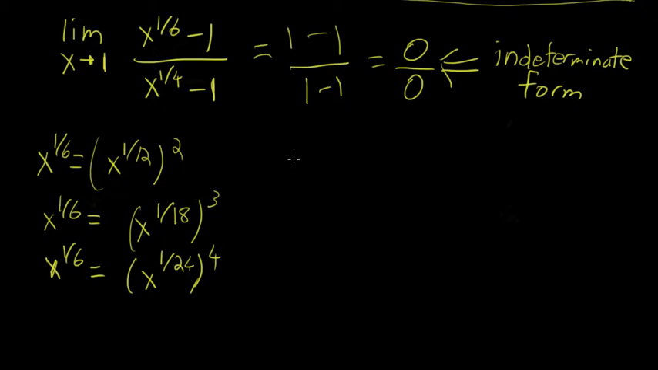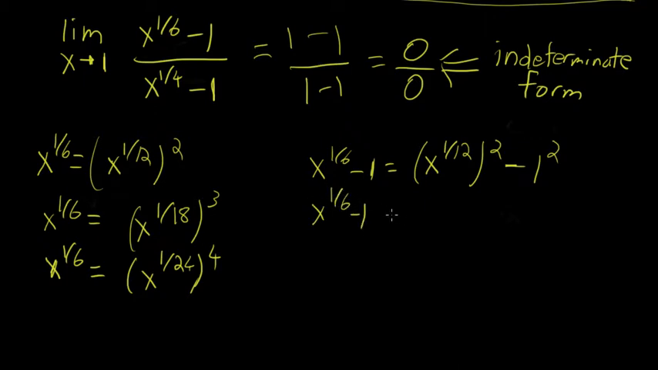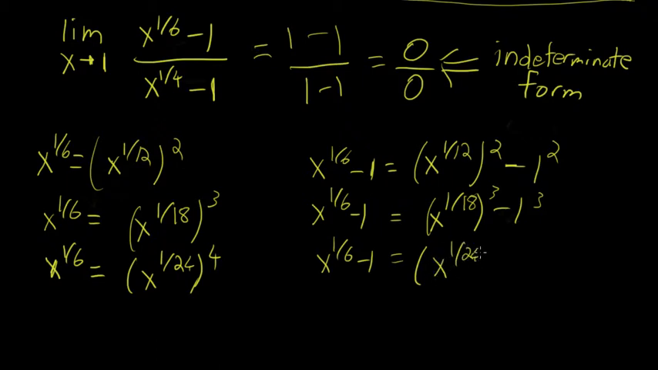So this numerator here, if we just look at it alone, x to the 1/6 minus 1, can be thought of as, and is equivalent to, x to the 1/12 squared minus 1 squared. But it's also equivalent to x to the 1/18 cubed minus 1 cubed. And it's also equivalent to x to the 1/24 raised to the 4th power minus 1 raised to the 4th power.